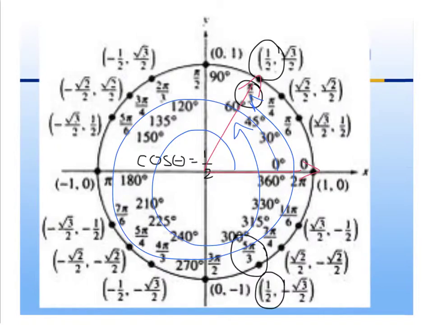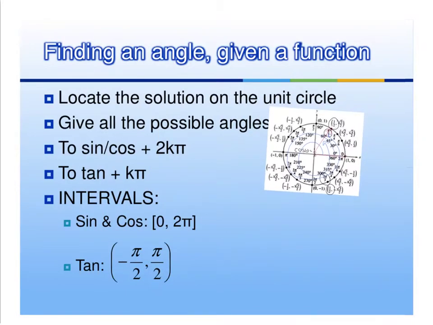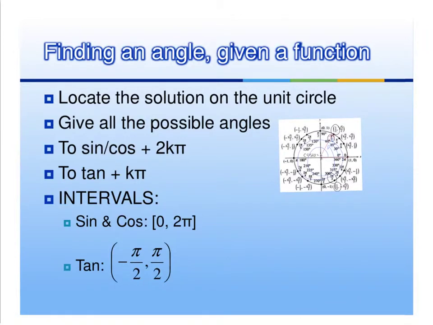If I go around one more time, another 360 degrees on top of that, cosine is still a half. So remember my equation was cosine of theta equals 1/2. Well, theta is pi over 3, but in order to capture all the infinite solutions, I have to capture all possible rotations. That's why we refer to it as plus 2n pi.